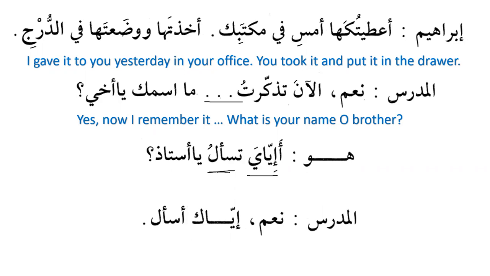What is the i'rab of iyaya? It is in the nasab position, the object. Yes, it's maful bihi for tas'alu, yani you ask. And it could also be tas'alu anni, are you asking about me? But if you say iyaya tas'alu ya ustadu, are you asking about me, teacher? Then it becomes more emphatic. Is it about me, teacher?